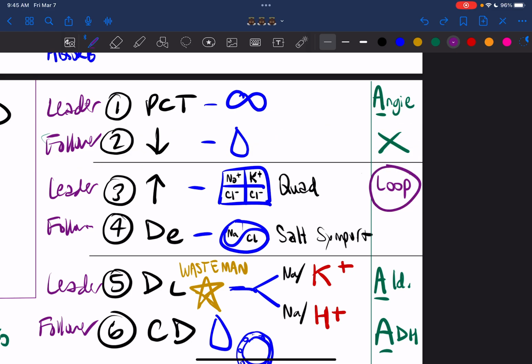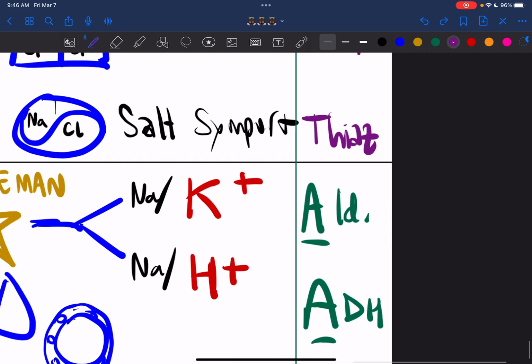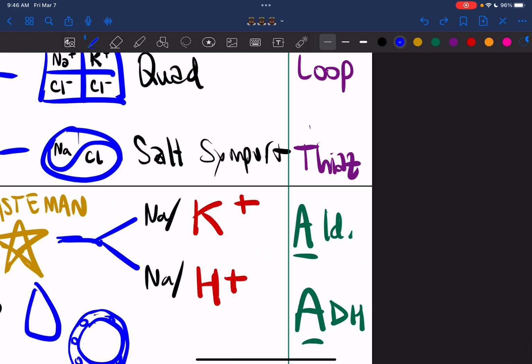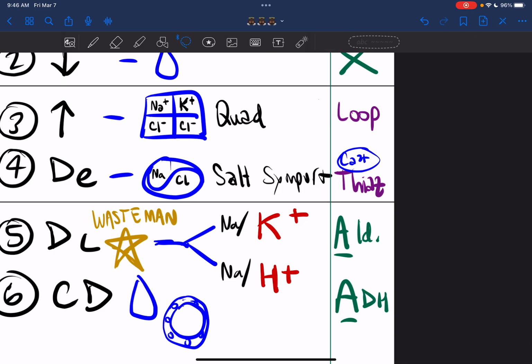So loop diuretics act on the ascending loop. And then thiazides act on this part right after, the salt symport. The unique thing here is that your thiazides are calcium sparing. So they also let you absorb calcium so you don't lose it in your pee.